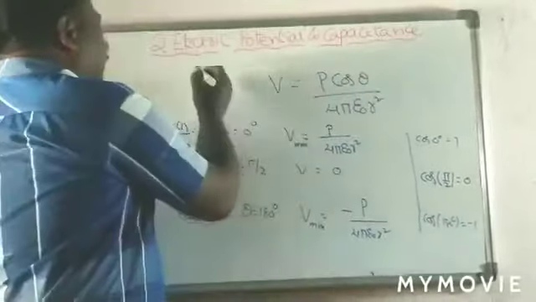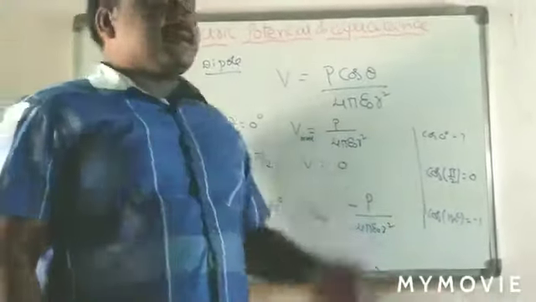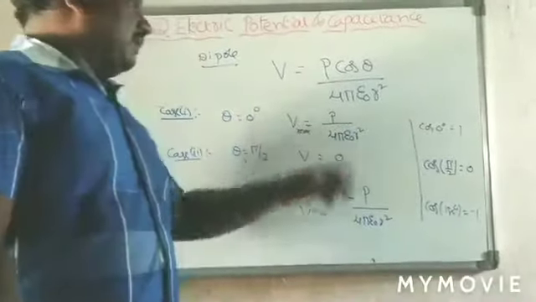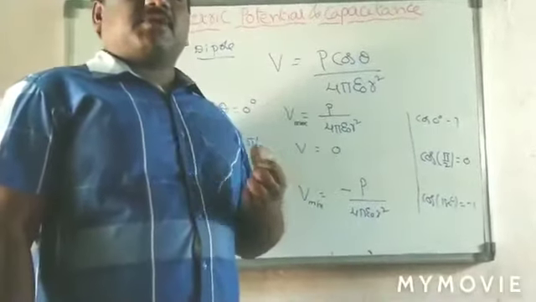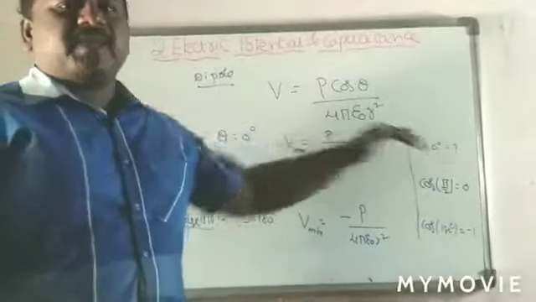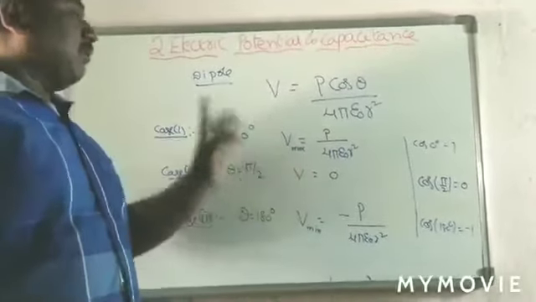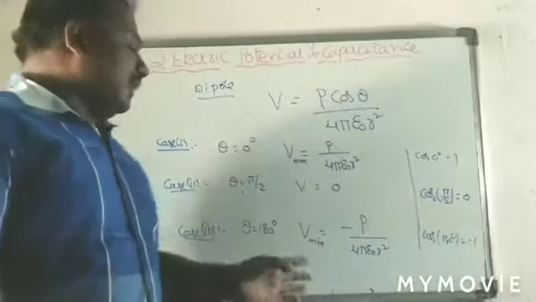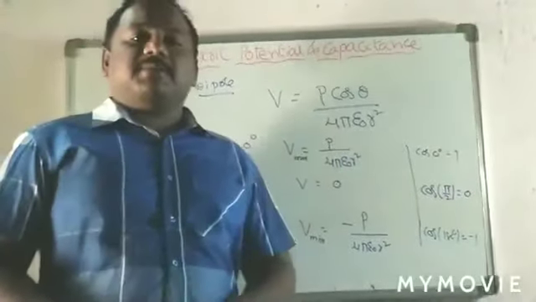Now the potential due to dipole is V equal to P cos theta by 4 pi epsilon naught r square. We already derived this in the last class. From that, when the angle between the distance vector and the dipole center is 0 degrees, it is aligned on the axial line, and then we get the maximum potential. When it is making 90 degrees, the potential becomes 0. When it is making 180 degrees, the potential due to dipole is minimum.